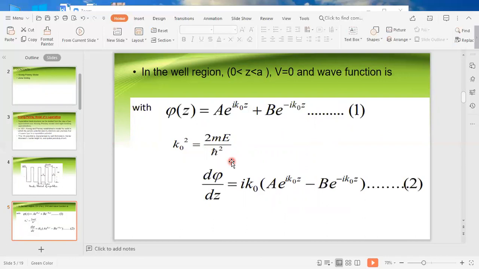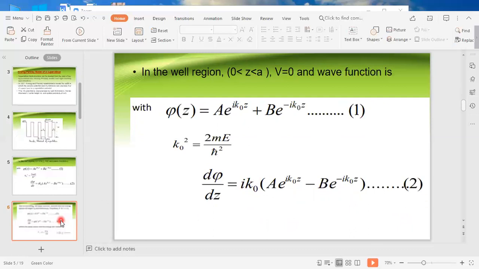Now, taking the first derivative of equation number 1, dou phi by dou z is equal to i k naught times A e raised to i k naught z minus B e raised to minus i k naught z. So let it be equation number 2. So first we wrote the equation for the wave function, which is equation number 1, the solution to the equation, and then we took the derivative, which is equation number 2.